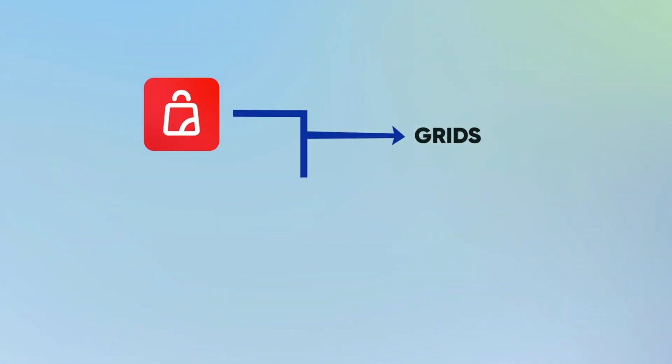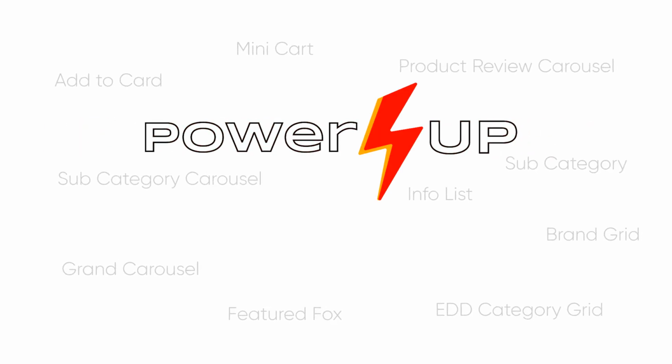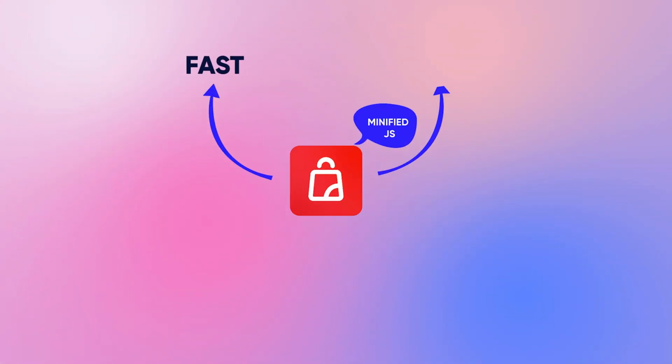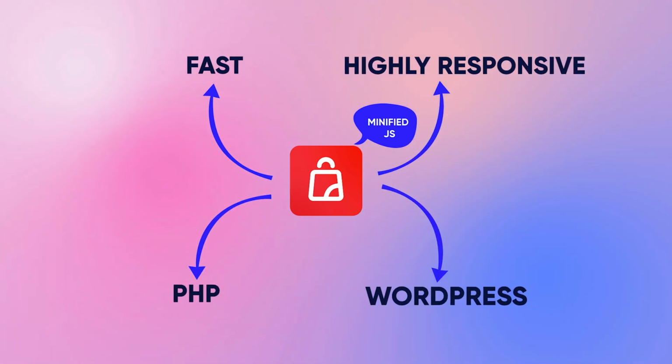Ultimate Store Kit provides essential Elementor widgets such as grids, lists, carousels, accordions, and more to power up your e-commerce web design to the next level. Ultimate Store Kit is a lightweight plugin. It's fast, highly responsive, and compatible with the latest PHP and WordPress updates.